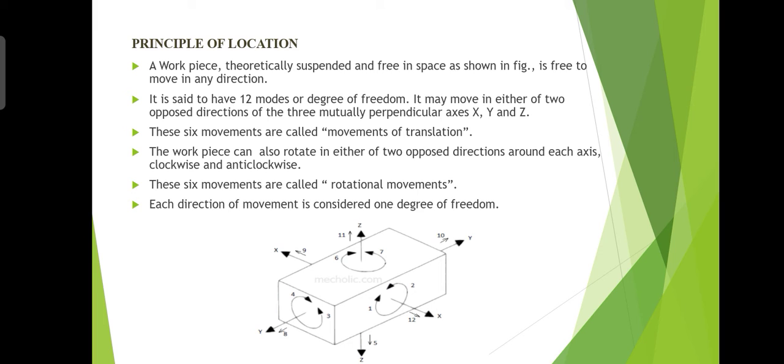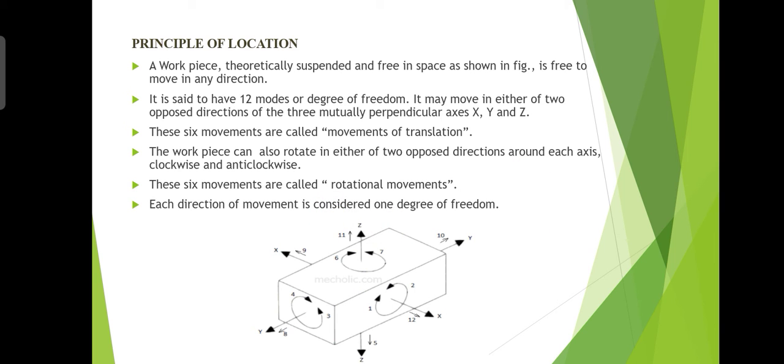A workpiece theoretically suspended and free in space, as you can see in this diagram, is free to move in any direction, that I have already told you. There are a total of 12 modes and 12 degrees of freedom. There are 6 movements of translation. On the x-axis, there are two motions, backward and forward. Same on the y-axis, there are two translation movements, backward and forward, and on the z-axis there are two more motions, backward and forward. Here you will consider 6 movements.